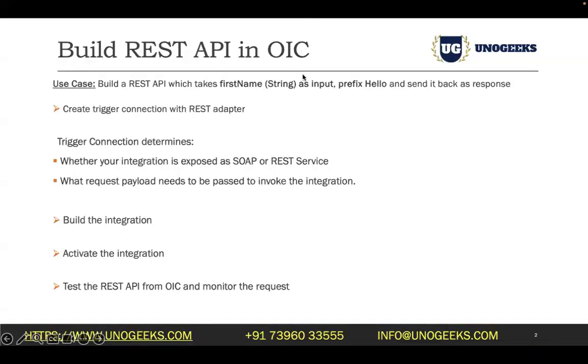And what is it that we're going to do in this REST API? We will start off with a simple use case. We'll build a REST API which will take in first name as input, and that first name is of data type string. We need to prefix hello to it and send that back as a response. So this REST API would take first name as input, prefix hello, and send it back as a response.